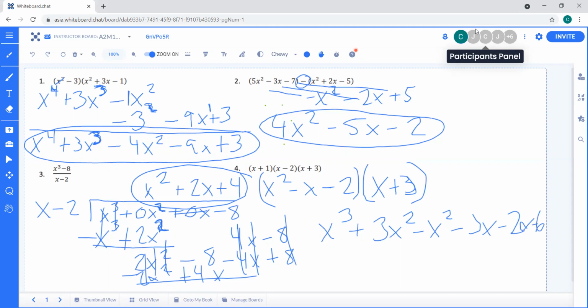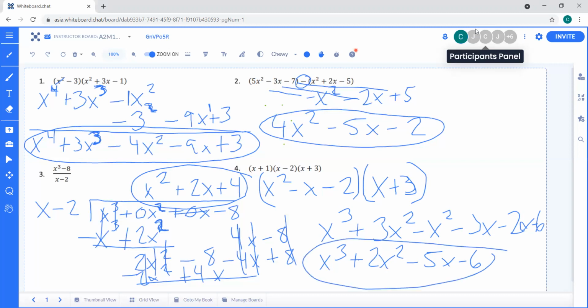Okay, now combine like terms. x cubed plus 2x squared minus 5x minus 6. And there is your first page. Okay. Page 2.